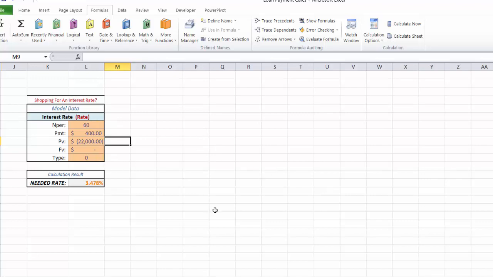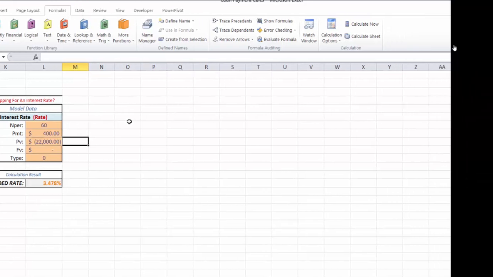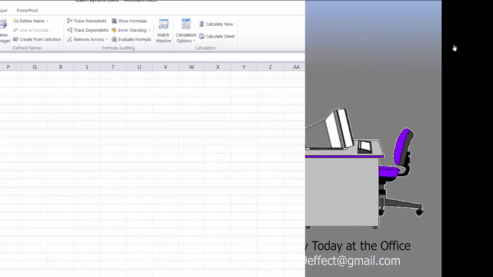It's always good to have this option to be able to shop for an interest rate. I think always. This is a good option as well. Yeah. All right.